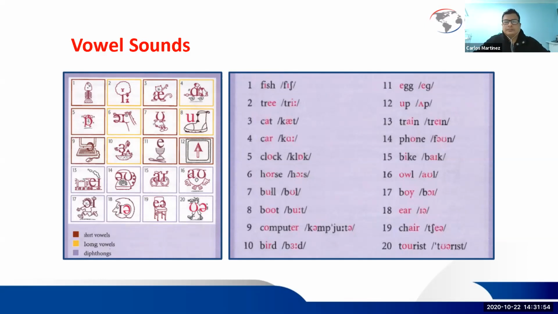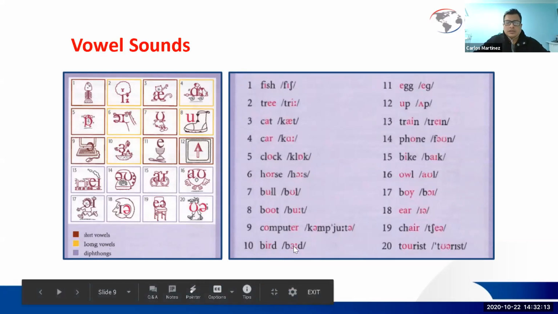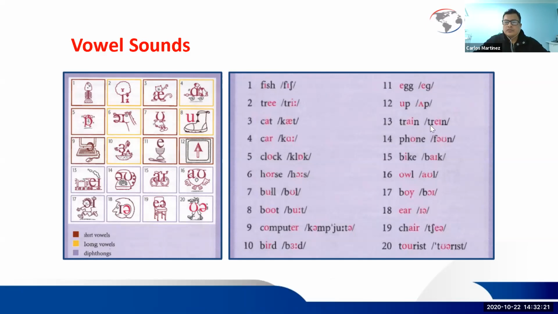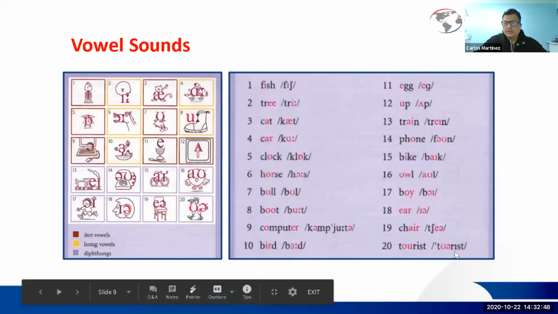So again: fish, tree, cat, car, clock, horse, bull, boot, computer, bird, egg, up, train, phone, bike, owl, oi, boy, ear, chair, and tourist, okay?